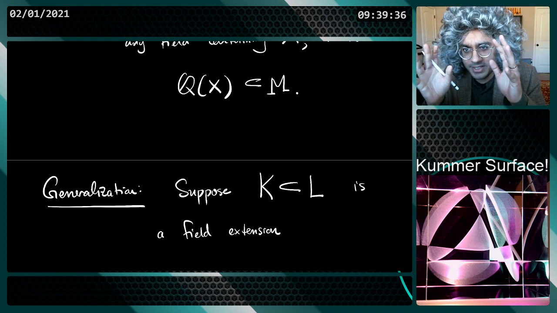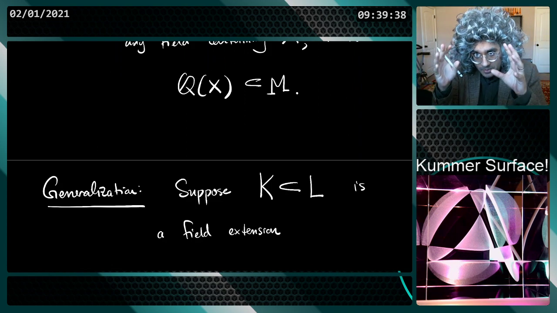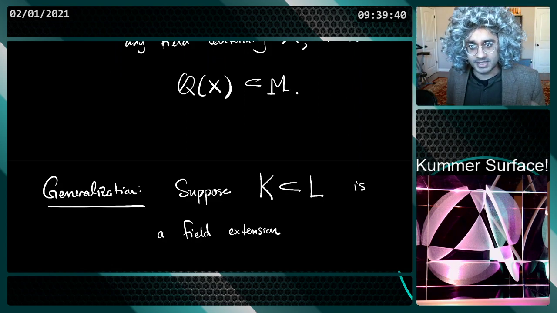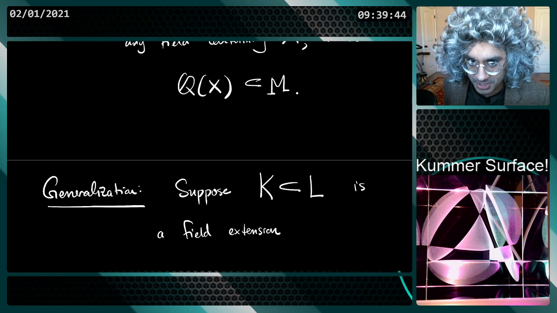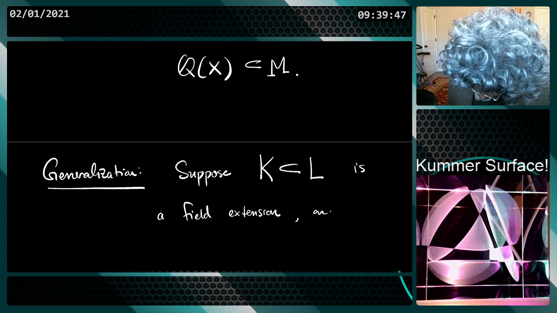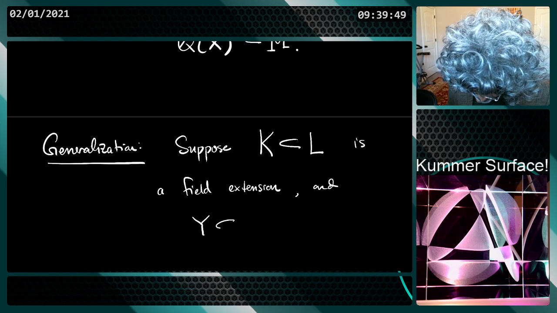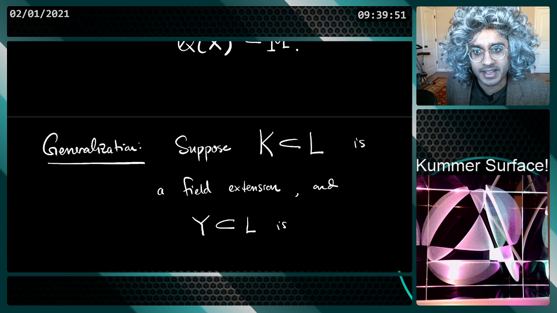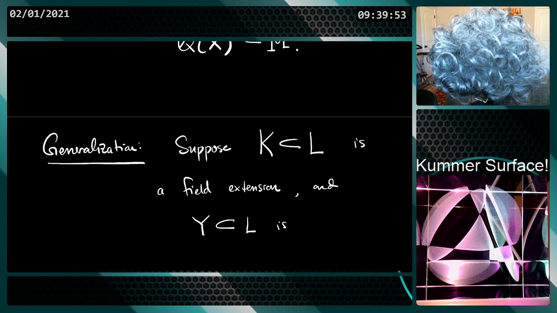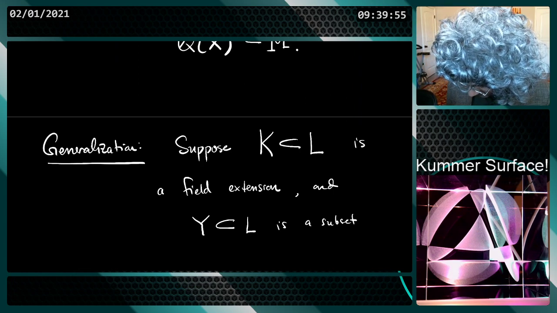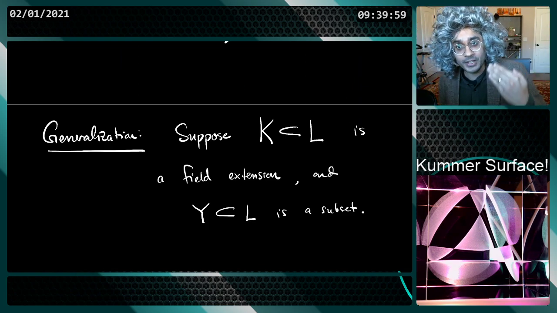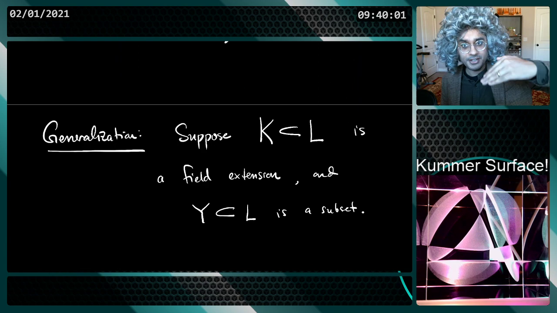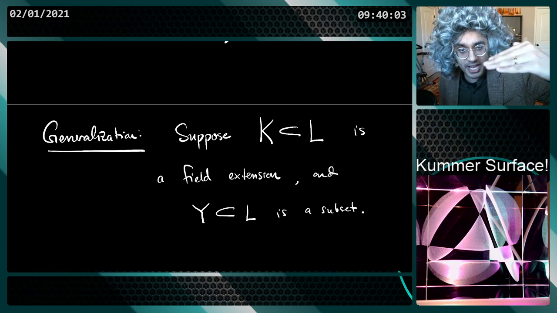And for concreteness, just think about these as subfields of the grand field C, if you want. Okay? Suppose you have a field extension, and suppose that Y is a subset of numbers in the bigger field. Then again, you can define the intermediate field generated by Y.